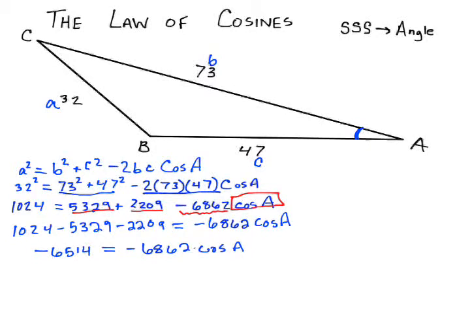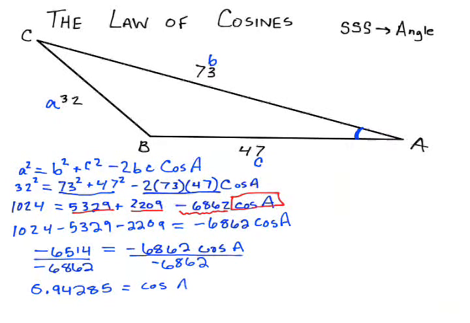Now this is multiplied right here. So to undo that, we're going to divide both sides by negative 6,862. When we do, we'll find on our calculator that it's about 0.94285. That's equal to the cosine of A. Now I don't want to know what the cosine of A is. I want to know what A is. So to undo the cosine of A, we do the inverse cosine. That's with the negative 1.